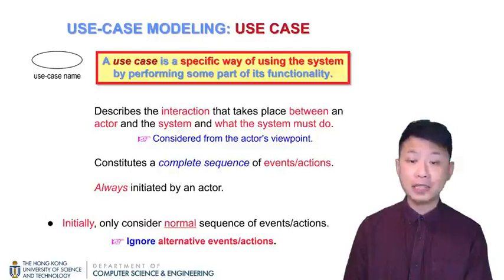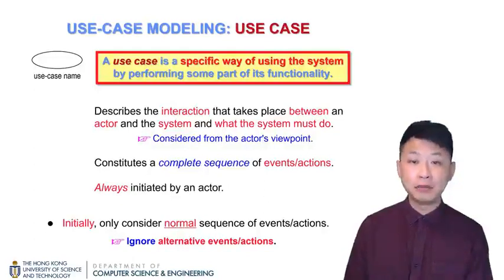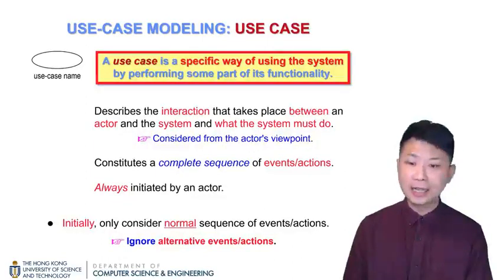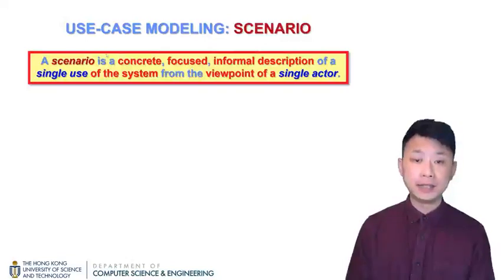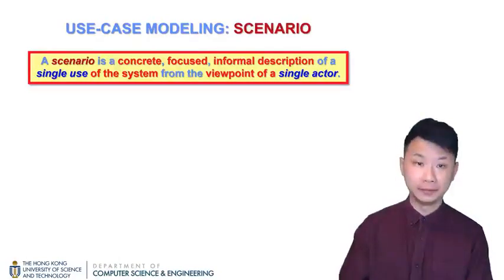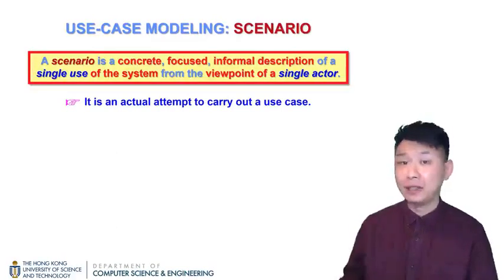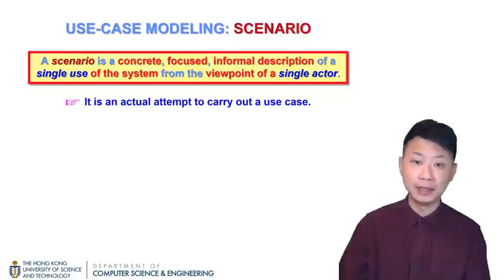Initially, we only consider the normal sequence of events and actions. We ignore alternative or exceptional cases when we draw our use case diagram. But we can include all the exceptional cases and alternative events in our use case specifications, but not in our use case diagram. In use case modeling, a scenario is a concrete, focused, informal description of a single use of the system from the viewpoint of a single actor, a single user. It's an actual attempt to carry out a use case. For example, Kenneth is using the system to do something. A particular actor is going to use the system to do something.